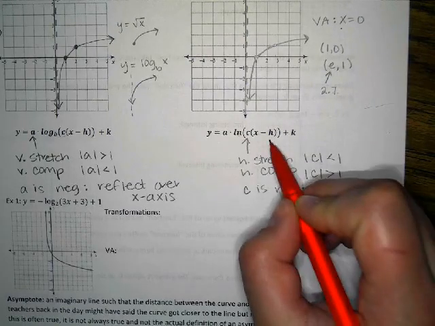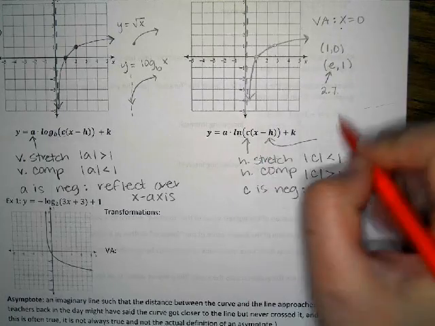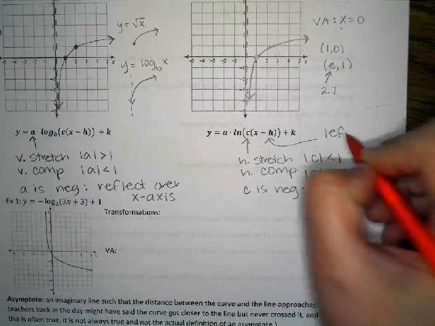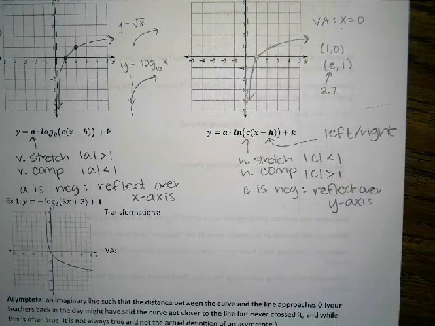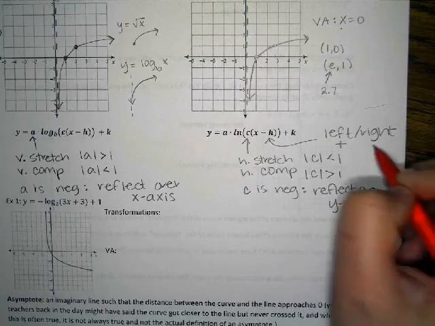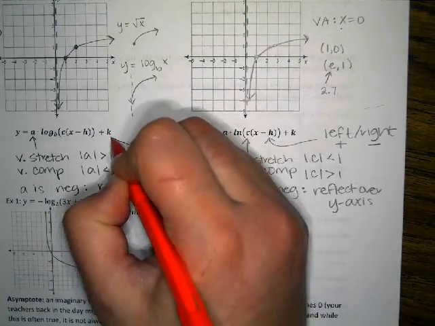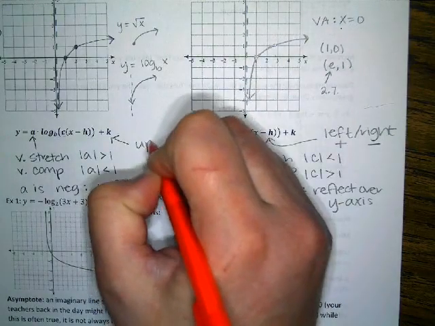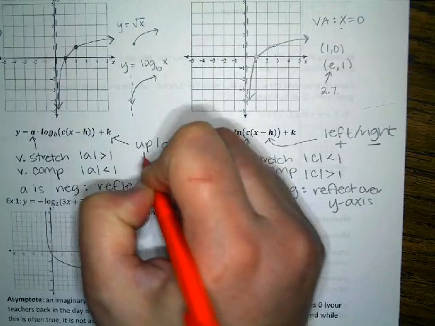The H value tells you if the graph moved to the left or the right. Again, kind of the opposite of what you would think. A positive moves the graph to the left, a negative moves the graph to the right. The K value will tell you if the graph has moved up or down. This is exactly what you would think. A plus moves the graph up, a minus moves the graph down.